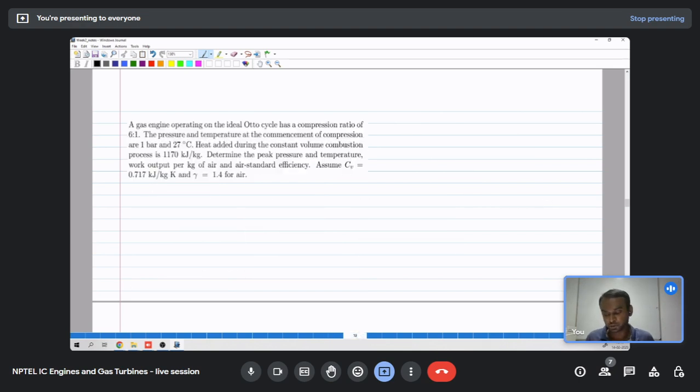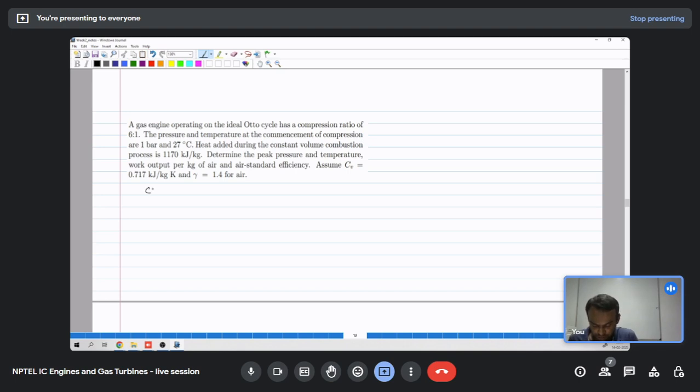Okay, I move on to the next problem. A gas engine operating on the ideal Otto cycle has a compression ratio of 6:1. The pressure and temperature at the commencement of the compression are 1 bar and 27 degrees Celsius. Heat added during the constant volume combustion process is 1170 kJ per kg. Determine the peak pressure and temperature, work output per kg of air, and air standard efficiency.